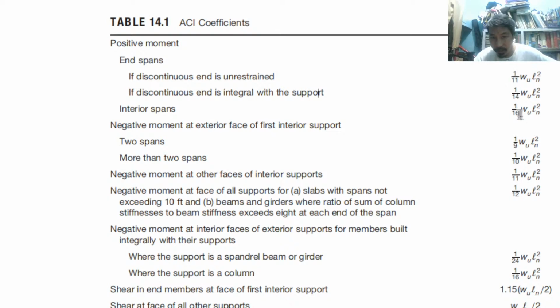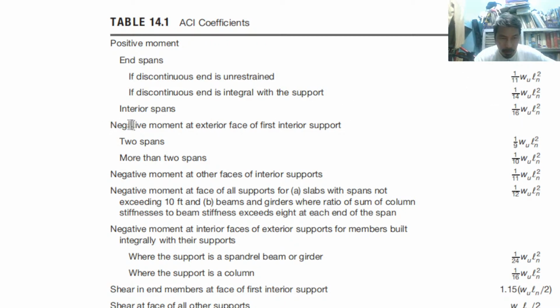If we have restrained, much more restrained because it is interior. Okay? It is interior and therefore it is what? Integral with the support. So therefore 1 over 16. So exterior 1 over 14 and for unrestrained 1 over 11. You have to memorize this actually. 1 over 11, 1 over 14, 1 over 16. Those three are the available possibilities for positive moment. What about negative moment?